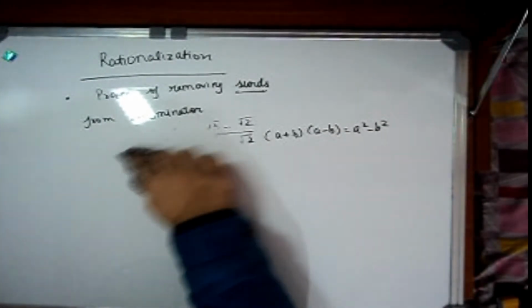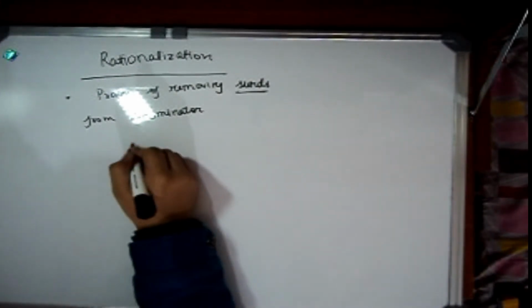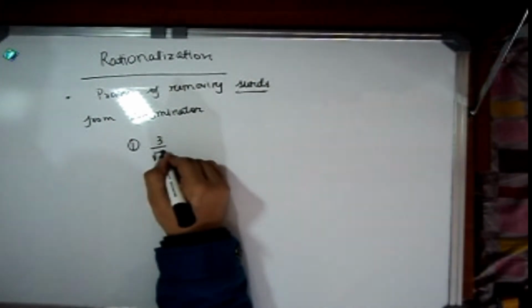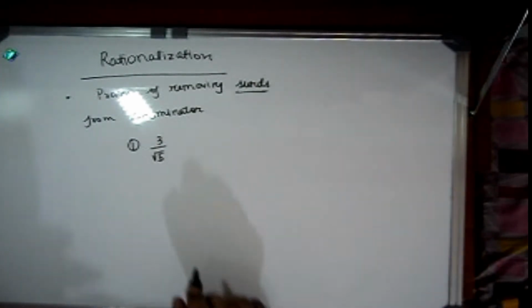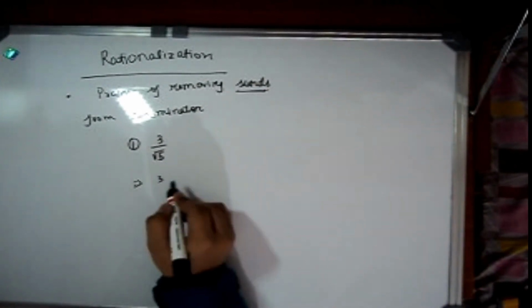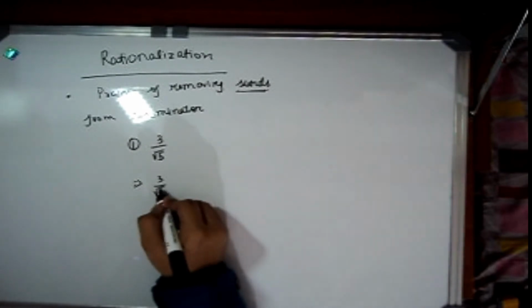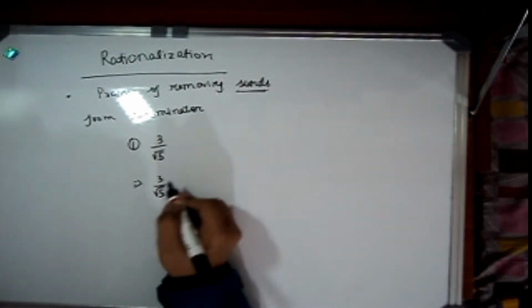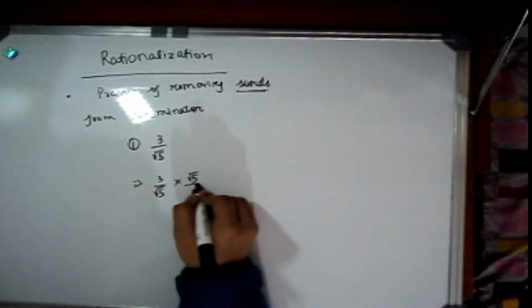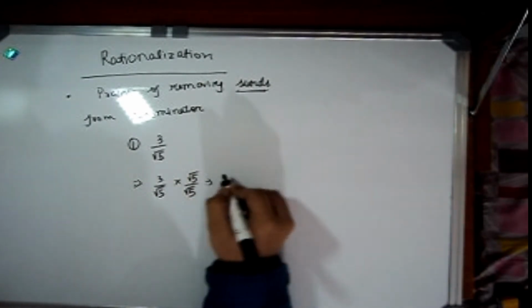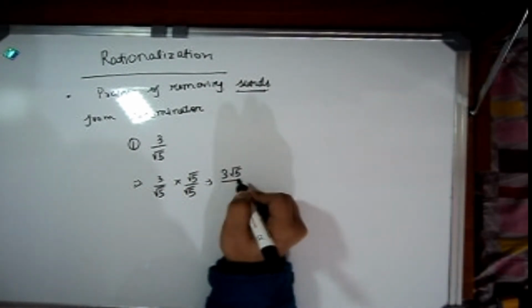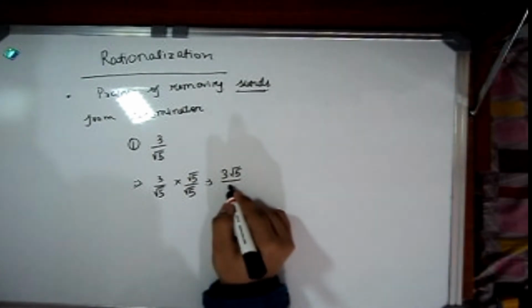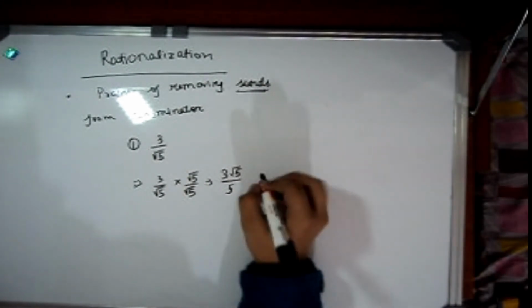So let's proceed to some questions. My first question is, rationalize 3 by root 5. This is a very easy question. The solution is, we will multiply both the numerator and the denominator by the denominator. So 3 root 5 by 5, since root 5 times root 5 is equal to 5. This is the answer.